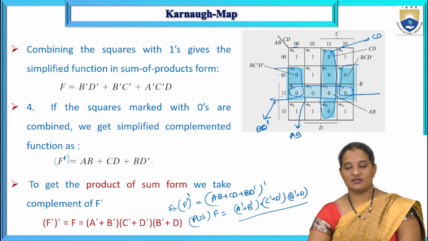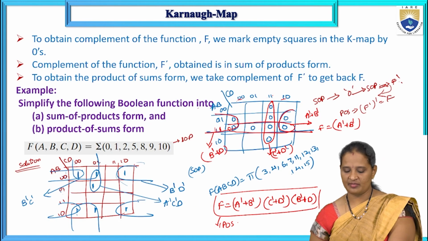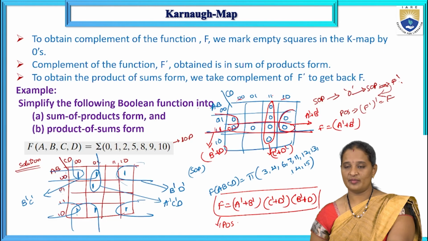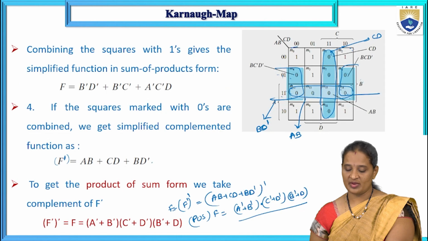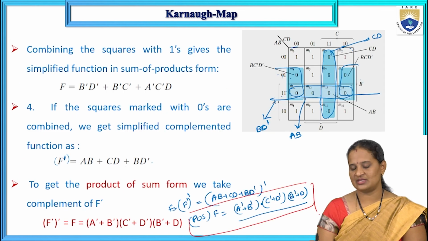So we can either form the complement by grouping all the zeros and writing the product terms, and after getting the complement, take again the complement of F complement, so that it will give you the Boolean function in POS form. So if you observe A complement plus B complement, C complement plus D complement, B complement plus D, either way you do it, the answer will be the same.